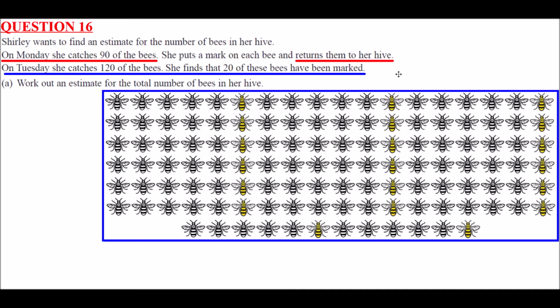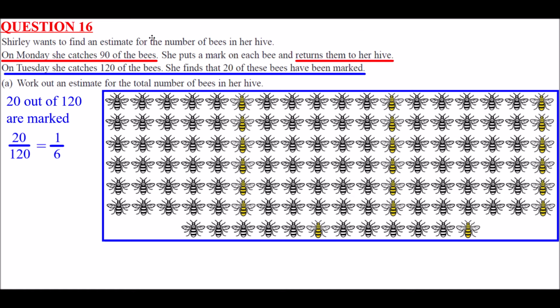So one way we can consider this now is to think of this as a fraction. So of the 120 she's caught, 20 have been marked. 20 out of 120 are marked. Write that as a fraction and simplify. That tells us that 1/6 of these bees are marked. So the best estimate is, assuming these bees have thoroughly been mixed in, then she marked 1/6 of them. So how many did she mark?